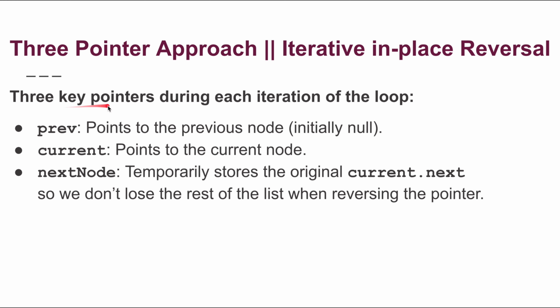For that, the three key pointers that we will use in the loop for each iteration are previous, current and next. As I told you, previous we will use to point to the previous node, current we will use to point to the current node, and next is like a temporary store for the original current node's next, so that we don't lose the rest of the list when we are reversing the pointer.